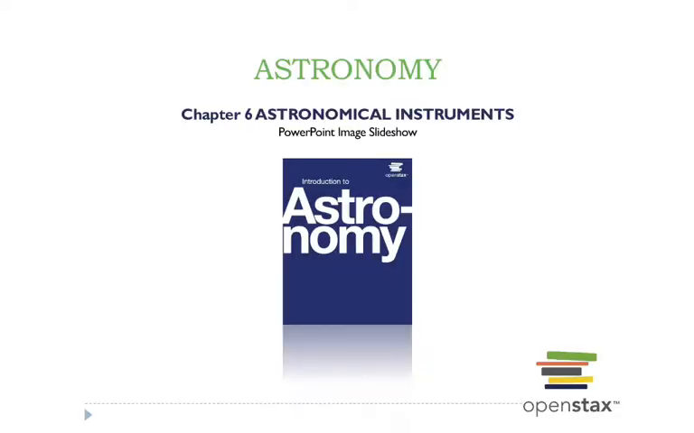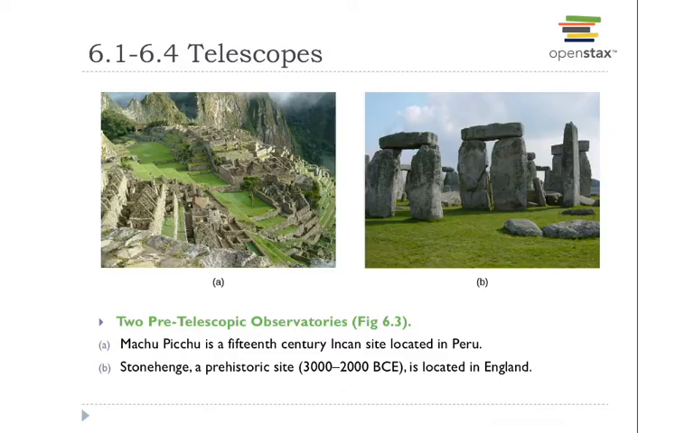Here we'll be covering Chapter 6, Astronomical Instruments. And we're going to do just a quick brief overview here, really talking mainly about some of the benefits of using space telescopes. So we're going to bundle up 6.1 and 6.4 here for this short video.